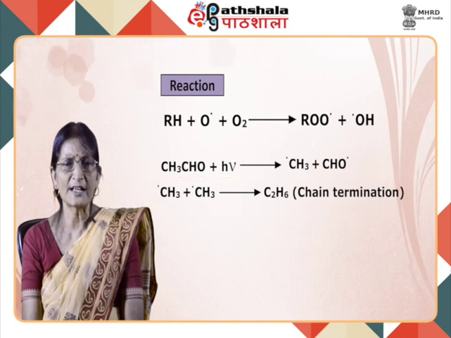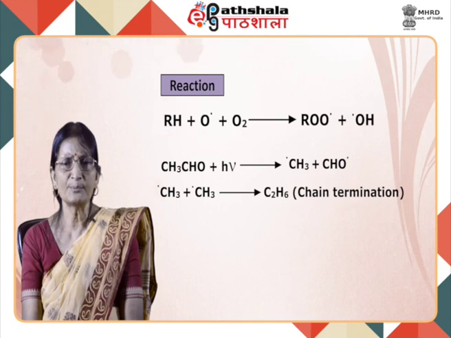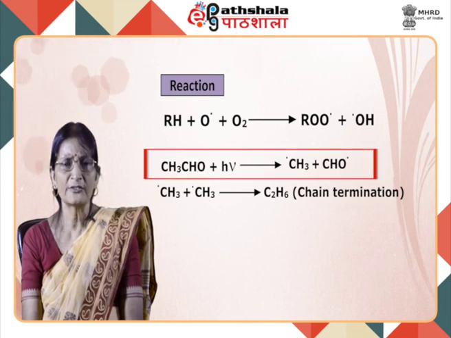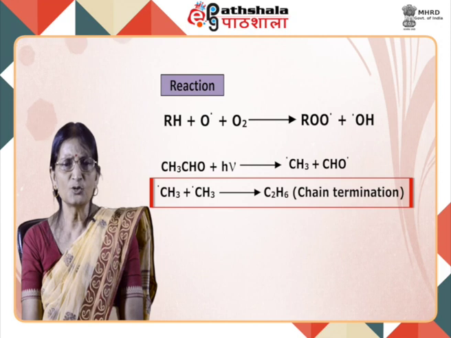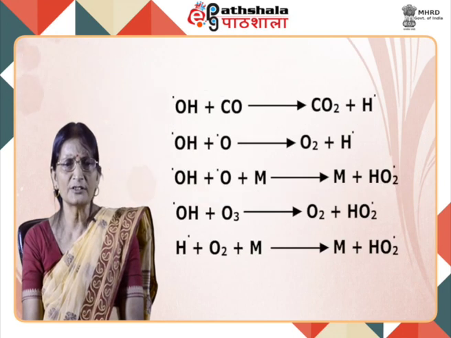Some such reactions, for example, are RH, an aliphatic hydrocarbon, combining with the oxygen radical to give a peroxo radical plus a hydroxyl radical. Then further, there are organic compounds such as acetone or acetaldehyde, which absorb radiation and become radicals such as the methyl radical and CHO radical. The two methyl radicals may recombine in a chain termination reaction and give the hydrocarbon back. Free radicals contribute to the formation of photochemical smog. Hydroxyl radicals in the atmosphere are also a very important species.